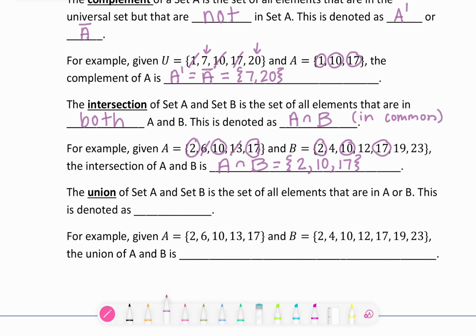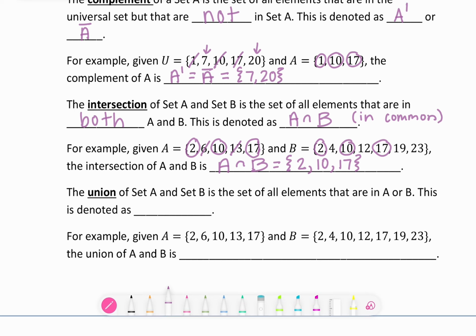Now the union of set A and set B is the set of all elements that are in A or B. Any element that exists in either one is going to be in the union. It's all possibilities. So it's not what they have in common. It's all possibilities.